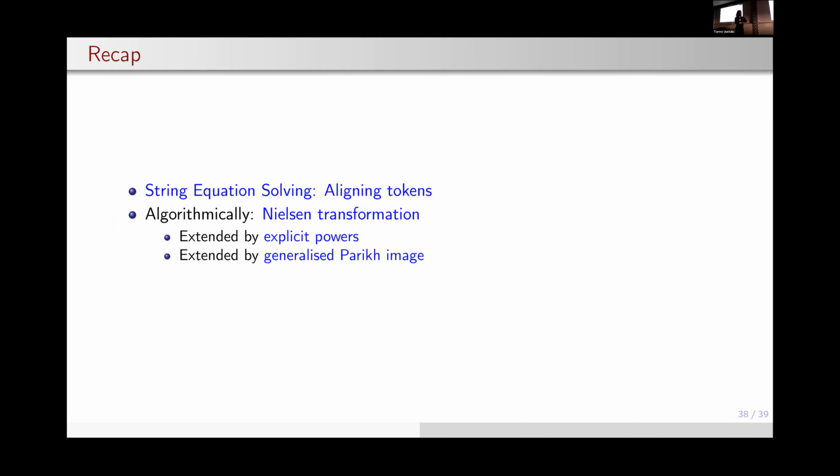All right, so what I told you right now is string equations about aligning tokens. You will use the Nielsen transformation to do so. We have an algorithm that is based on explicit powers and Parikh image and plenty of other stuff that I did not discuss here, like optimized Nielsen rules and integer reasoning in combination with splitting and so on and so forth, for a whole set of potential proofs that can hit the equation with.